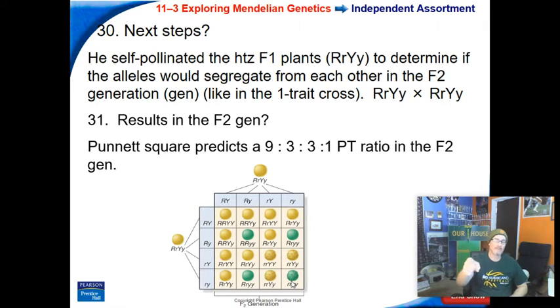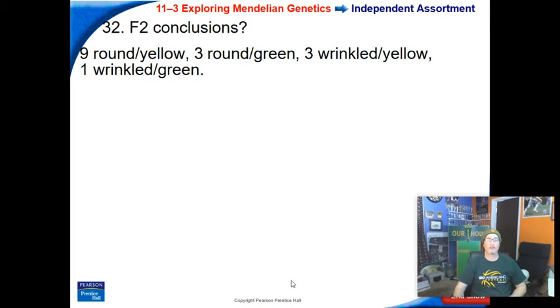All right, moving ahead. Okay, F2 conclusions, 9 round yellow, 3 round green, 3 wrinkled yellow, and 1 wrinkled green.